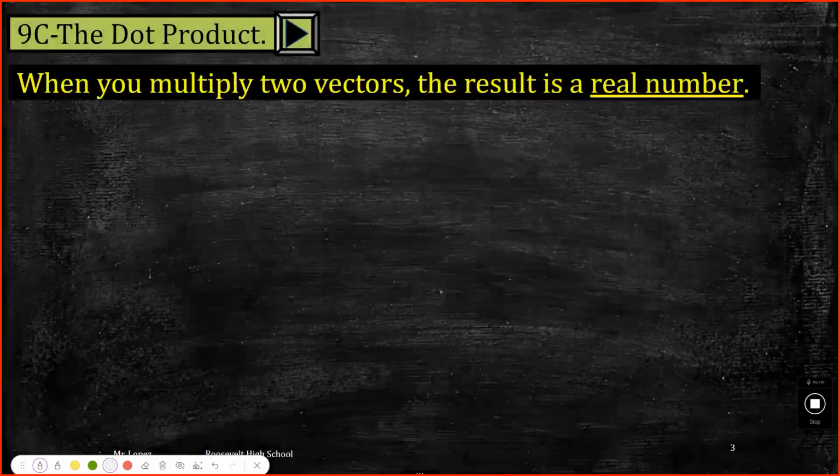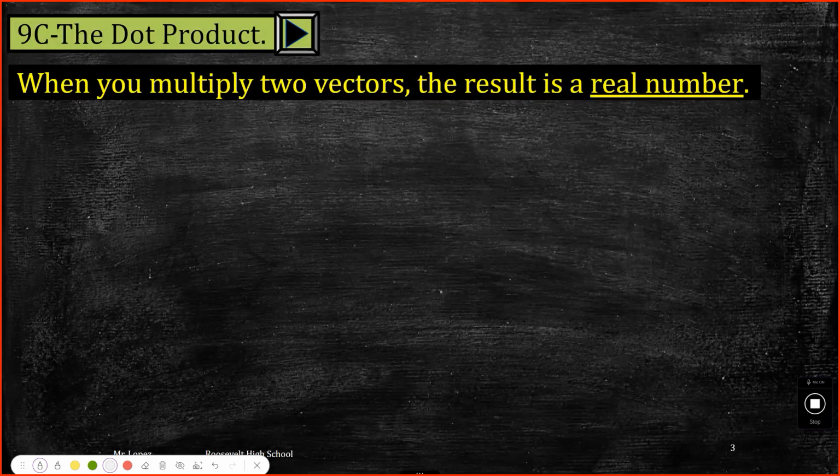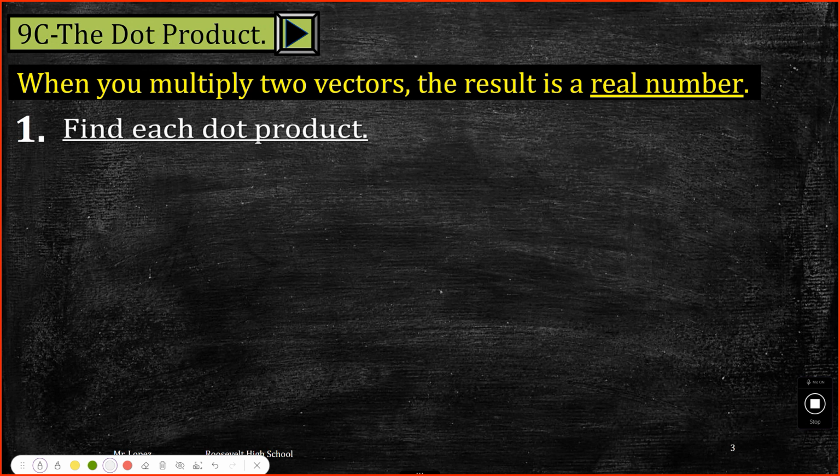The dot product and the angle between vectors. So here, when you multiply two vectors, the result is a real number. So that's it, the dot product of two vectors.